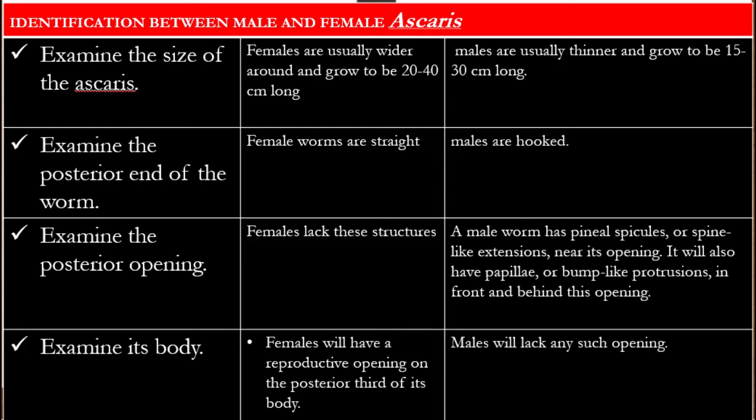In the examination of the body, the females have a reproductive opening on the anterior third of the body, while males lack such openings.